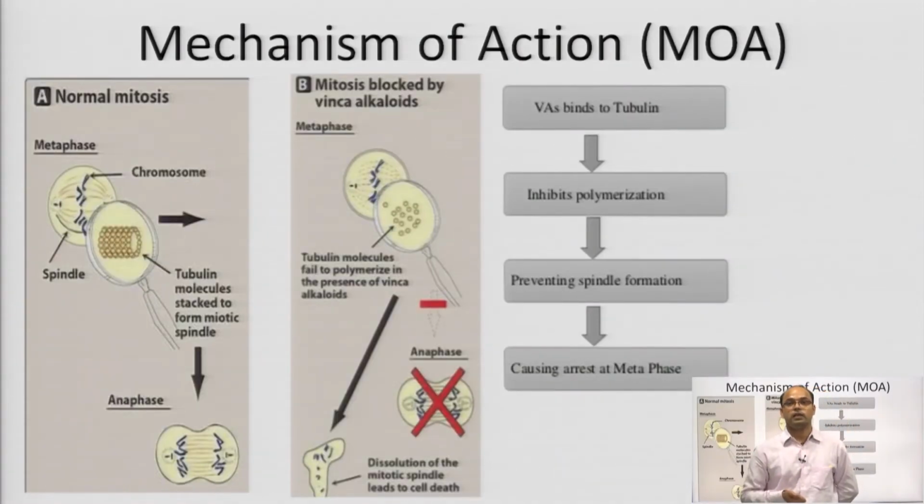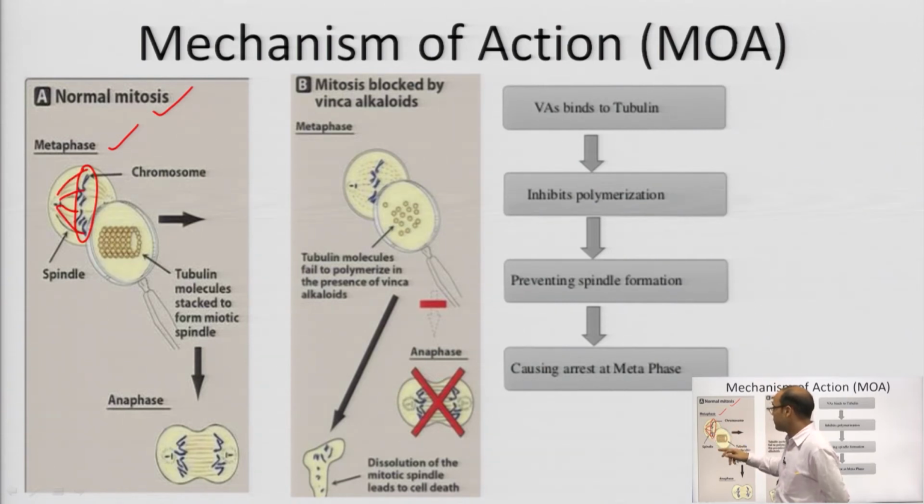Since we are dealing with the phytoconstituent, we should know the mechanism of action with which this drug is going to act in your body. If you see in the picture, normal mitosis is the division of cells into two parts. During normal mitosis, a cell passes through a number of phases and finally divides in the form of two cells. During metaphase, the chromosomes, the genetic material of the cell, align themselves at the center of the cell with the help of these spindle fibers.